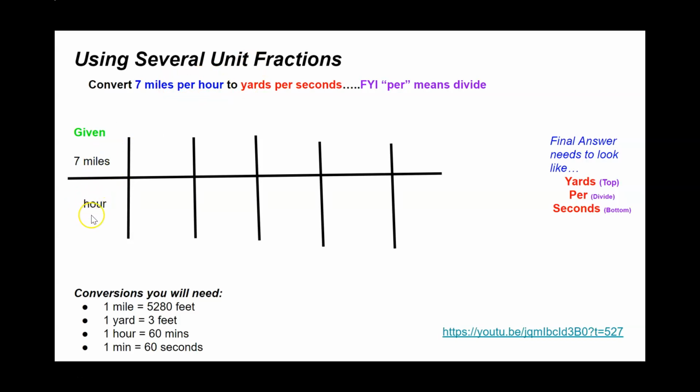Now I told you before, leave this blank because we never had a per, but this time we're going to fill it in with hours on this part. So in order for this miles to cancel out, guess what needs to go in this bottom right hand corner? Some kind of a miles. So 1 mile is equal to 5,280 feet. So look here, this one cross out with this one.